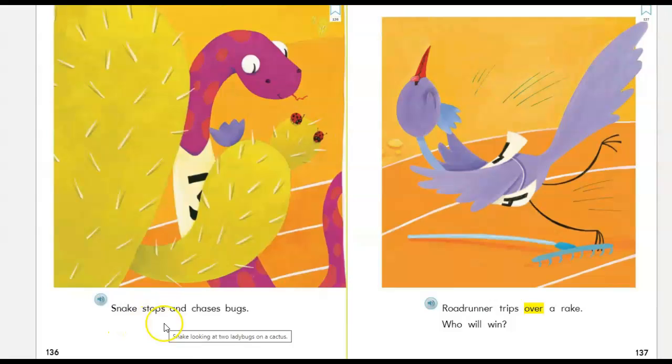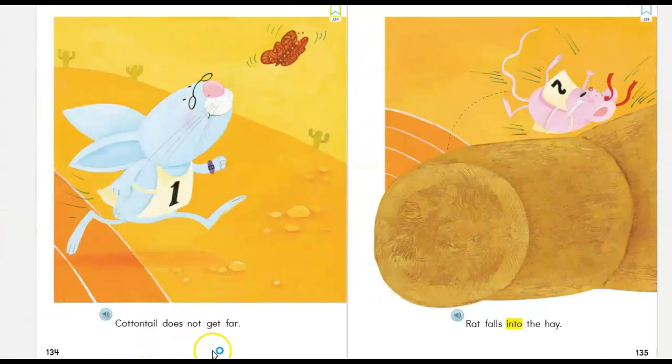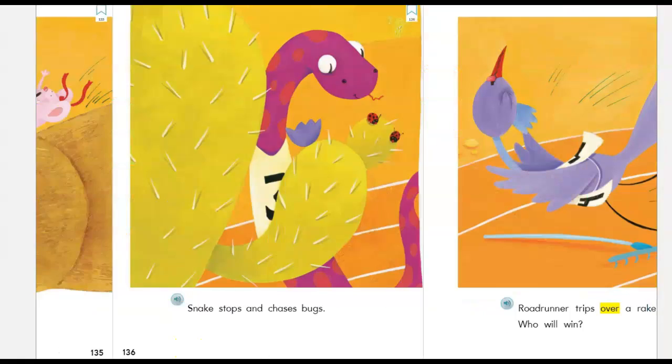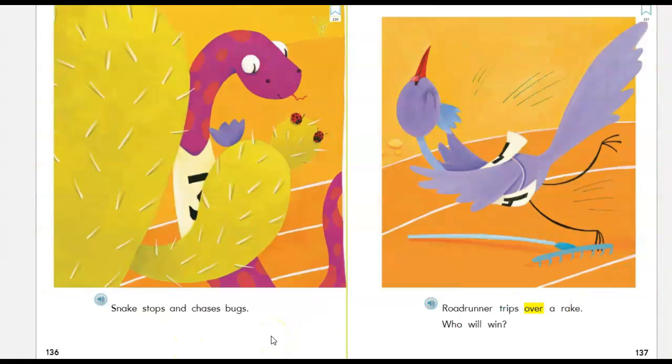Snake stops and chases bugs. How is what Snake is doing similar or alike to what Cottontail was doing? Snake stopped and chased some ladybugs. If we look back, Cottontail stopped to chase a butterfly. So both of the animals stopped in the race when they saw some bugs. Roadrunner trips over a rake. Who will win?